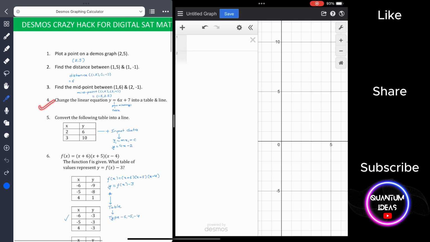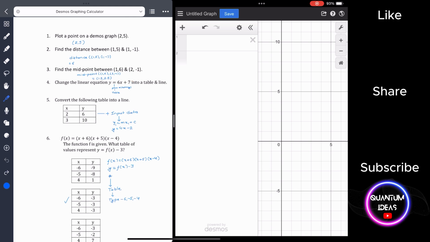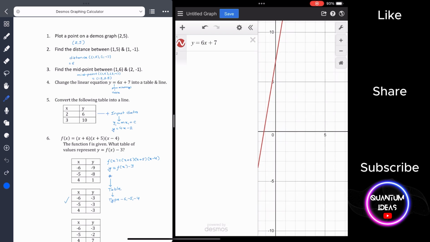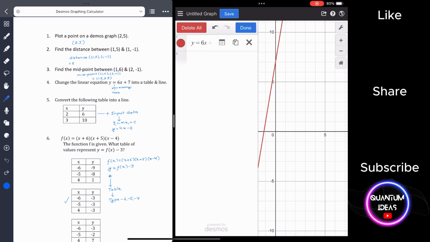Number 4. Change the linear equation y equals 6x plus 7 into a table and line. So simply we are going to convert this into a table. How to do it? Okay, let's do it. Simply tap on the blank and type the equation as it is: y equals 6x plus 7, right? This is a line. Now to convert it into the points that lie on this line, just press this setting button here. Okay, this is the setting button, you can see, press it and there is a table icon, right? So press the setting and press this table button.